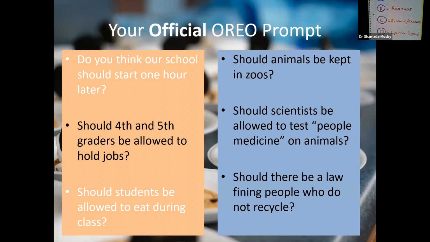Option number 4. Should animals be kept in zoos? Option number 5. Should scientists be allowed to test people medicine on animals? And option number 6. Should there be a law fining people who do not recycle? Think about it. Take a moment to write down one of your topics that you would like to write on. I'll give you a few moments to do that.